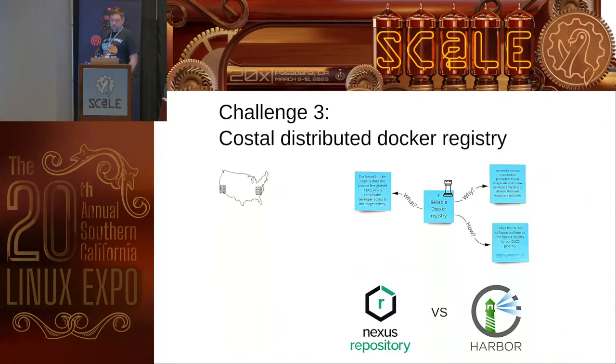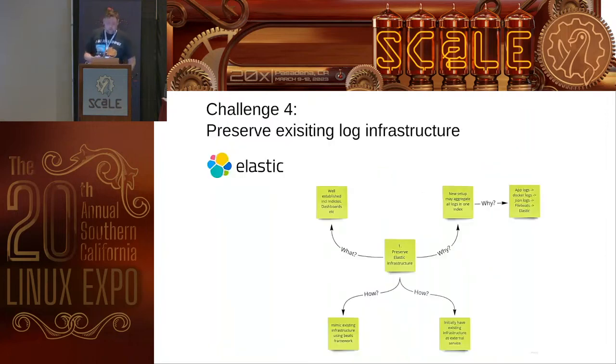And another thing was we started with a Nexus repository to store our Docker images and Helm chart packages, but apparently it's not really friendly with Kubernetes role-based access control, or something like that. So we switched to Harbor eventually. And the next thing was due to our Elastic setup.